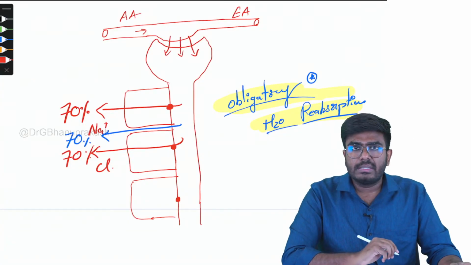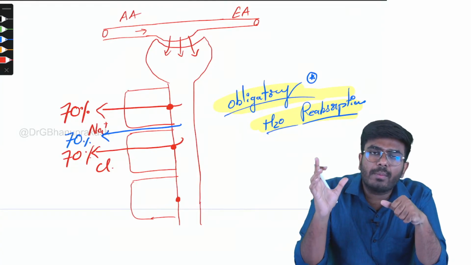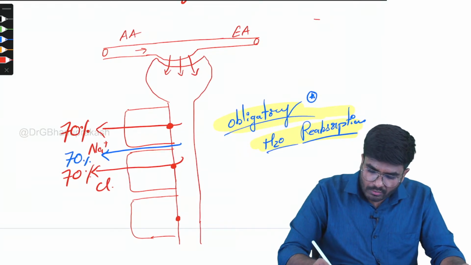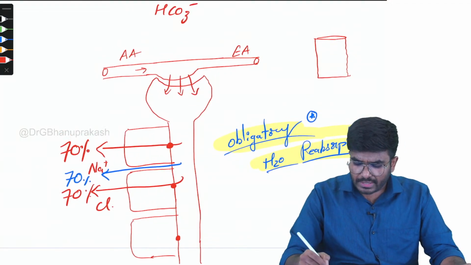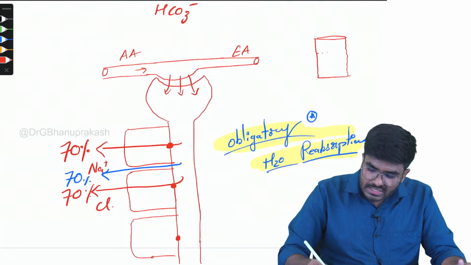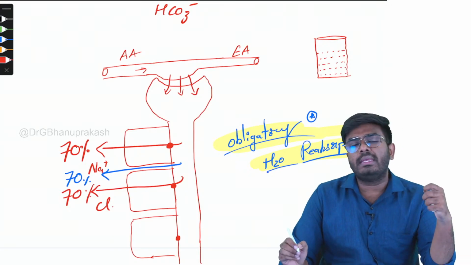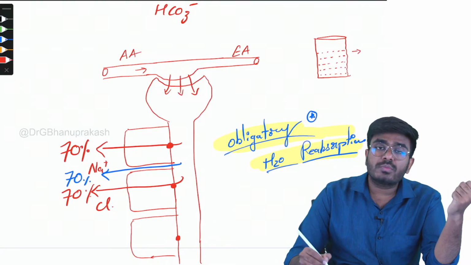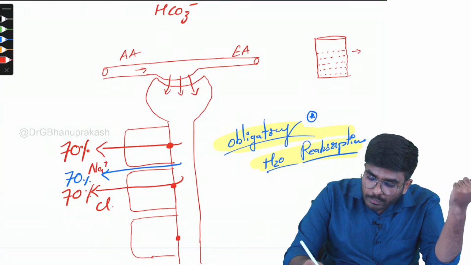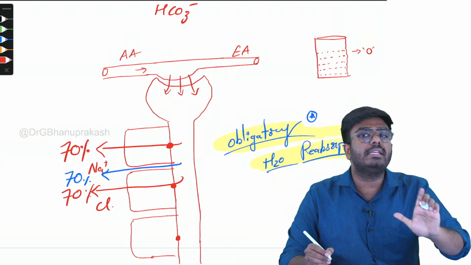The concept is, what is the normal osmolarity of the plasma? How to understand the concept of osmolarity? Very simple. Imagine there is one beaker with water. Now I am keeping here pure water without any contaminants, without any solutes. What is the osmolarity of this pure water? The osmolarity of pure water is 0. There is no contamination, there is no solute, so osmolarity is 0.